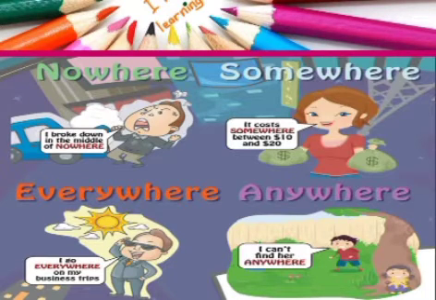Similarly, I broke down in the middle of nowhere. Where? Nowhere. It cost somewhere between $10 and $20. Somewhere. I go everywhere on my business trips. Everywhere. I can't find her anywhere. Anywhere. These words are also telling you about the place. So these are called the adverbs of place. I hope this must be clear to you all.